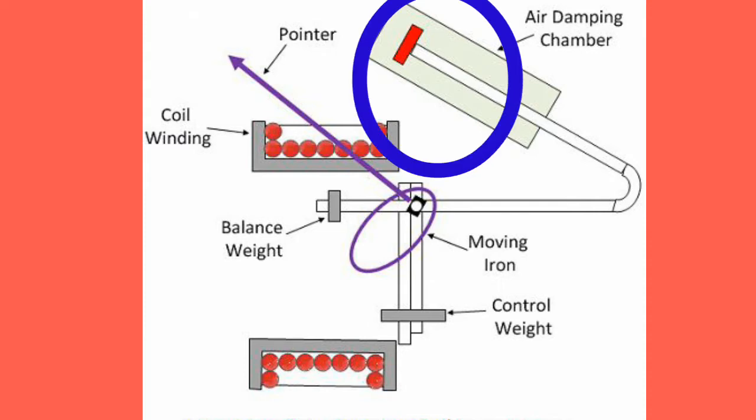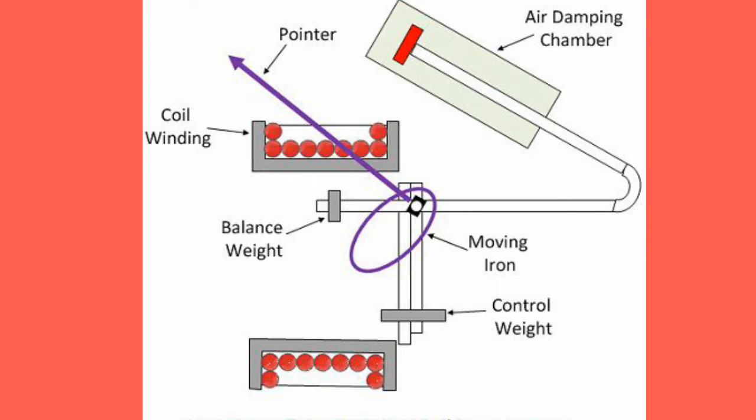This is the air damping chamber. It is a moving iron piece, an iron plate or vane, a soft iron plate that we are using. A balancing weight is attached. The coil winding is a fixed coil. It acts as an electromagnet, and a pointer is attached to the spindle.